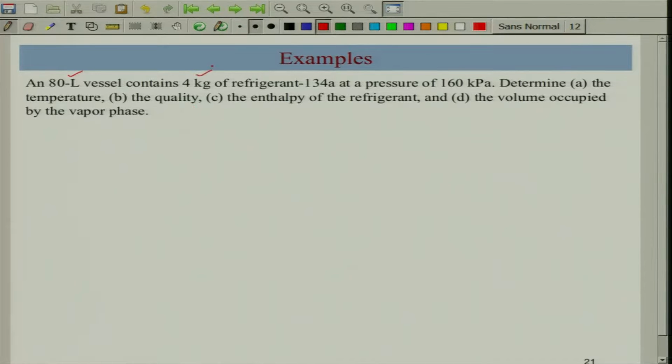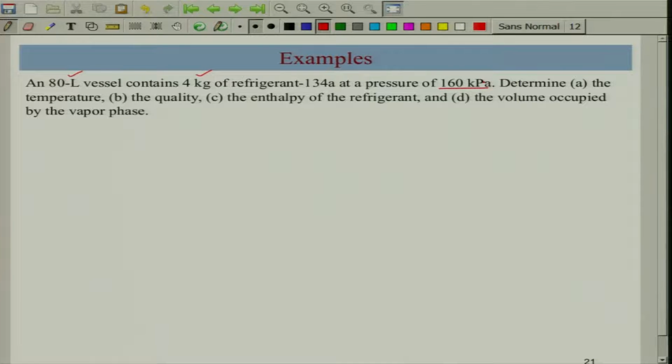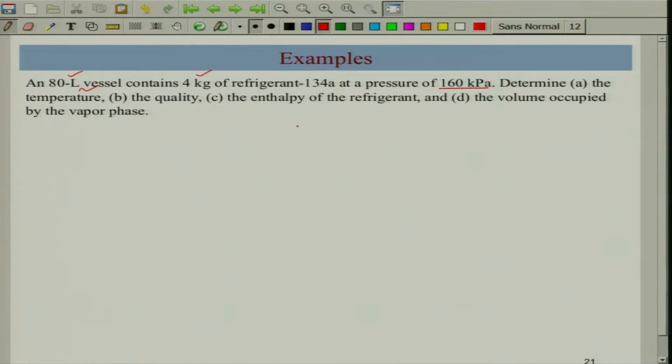Since you have been given the mass, that means you do have the total specific volume, and you are being given the pressure. So, essentially you are going to take the pressure saturation table of the specific refrigerant 134A. From there you will find the corresponding temperature, that means the saturation temperature. Making use of the fact that v, the specific volume, which you know, is vf plus x vfg, that means x is v minus vf divided by vfg.